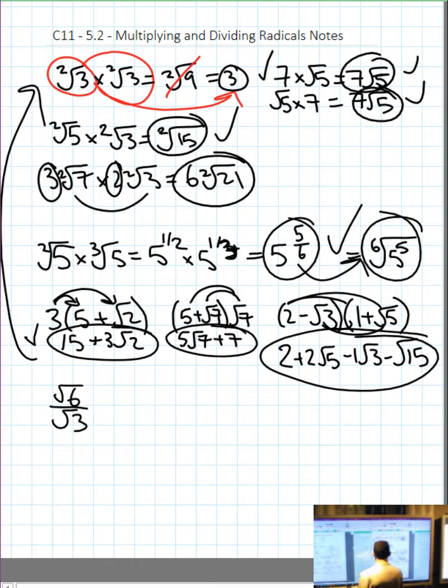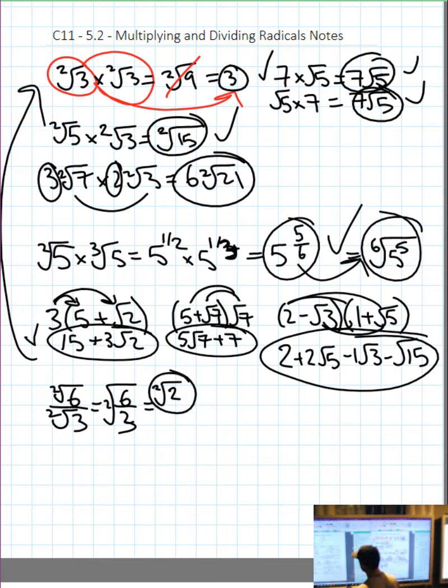Either way, down at the bottom, root 6 over root 3 equals, we can turn a single root into a single fraction. If we have the same type of root, it just becomes the square root of that. And 6 divided by 3 is 2, so it's just the square root of 2. Circle your answer. Type the question in, type the answer, and make sure they're the same.